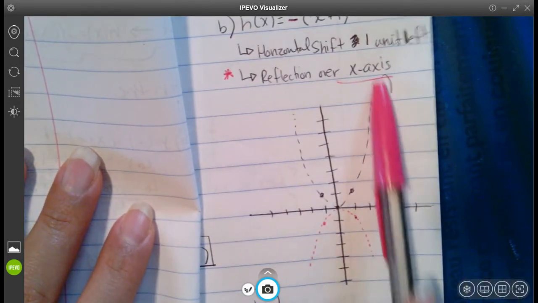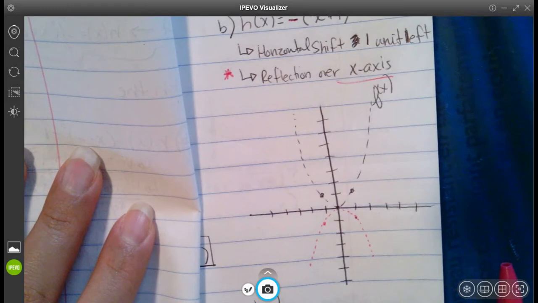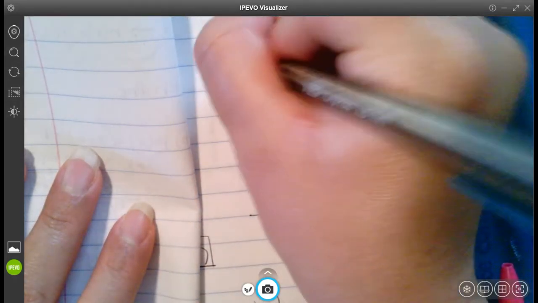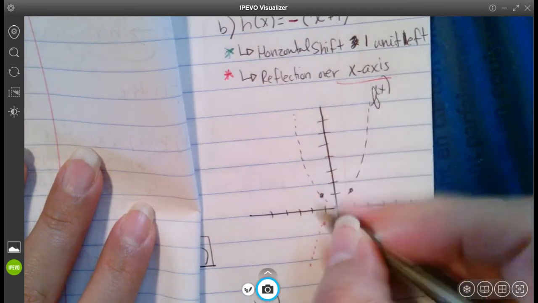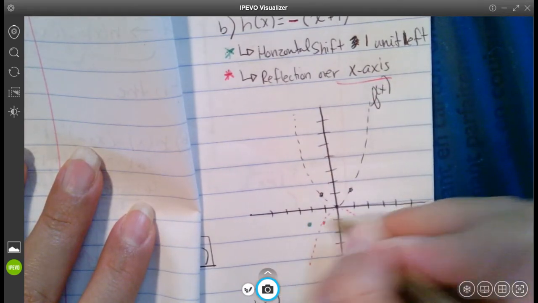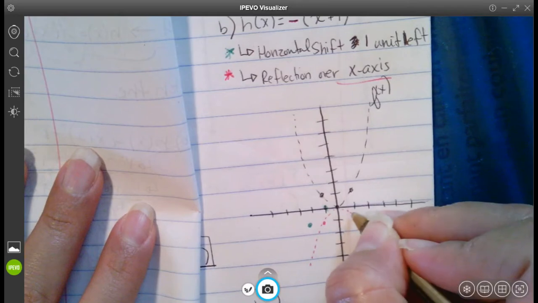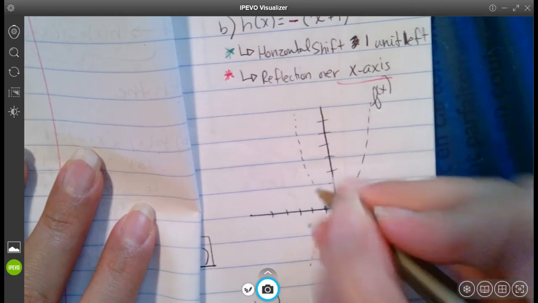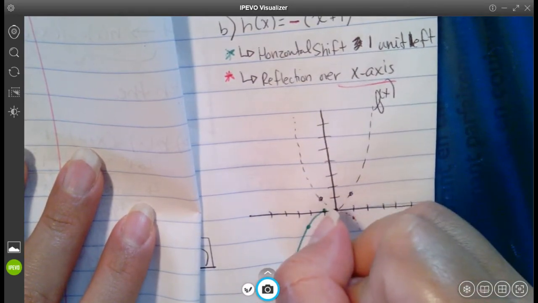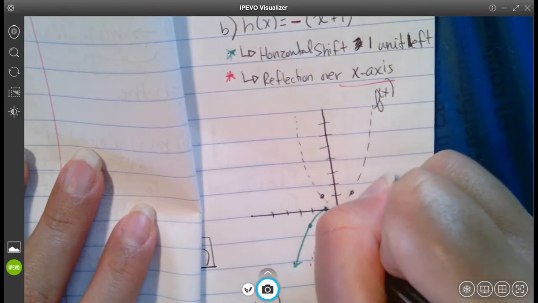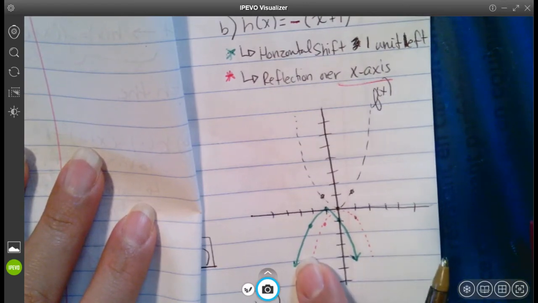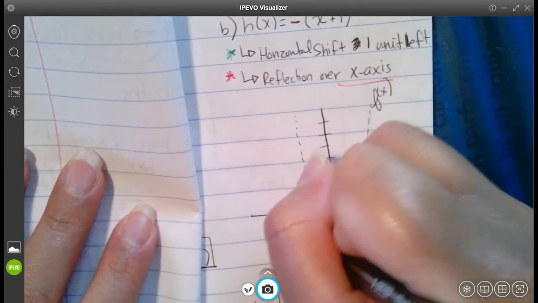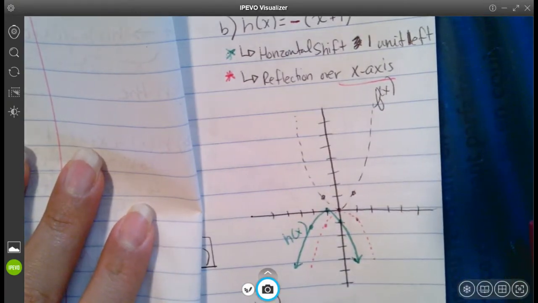Now, I'm going to move 1 unit to the left. From here I can do that step next. So I'm going to move this one over here, this one over here, and this guy over here. And this is what I'm looking for. If you need to do it in steps, that is perfectly fine. If you can do it all in one step, then good for you. Some of us are a little more visual. So this would be my new function h of x.